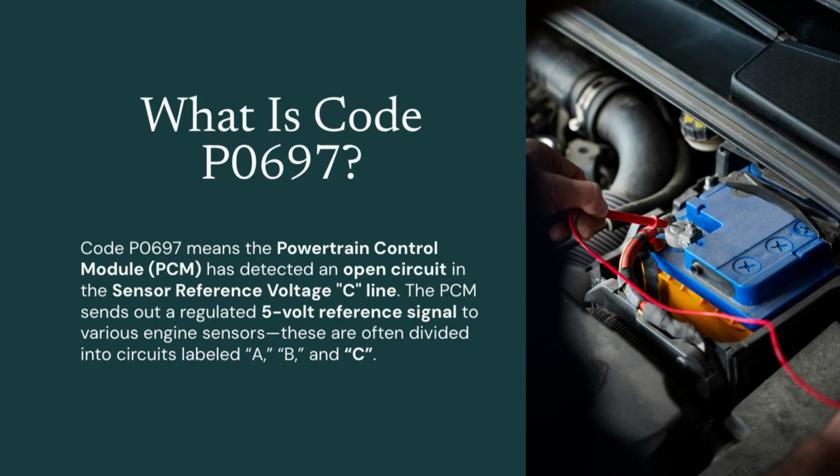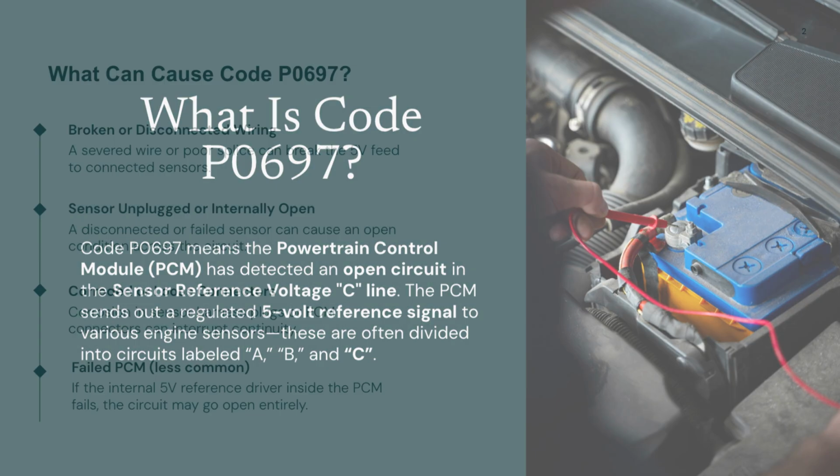Code P0697 indicates an open circuit in the sensor reference voltage C line. This means that the 5-volt power source the PCM uses to feed certain sensors is broken somewhere along the line. This could be due to a broken wire, a disconnected or damaged sensor, or a problem inside the PCM itself. As a result, any sensors that rely on this 5-volt power won't be able to send accurate signals back to the PCM.